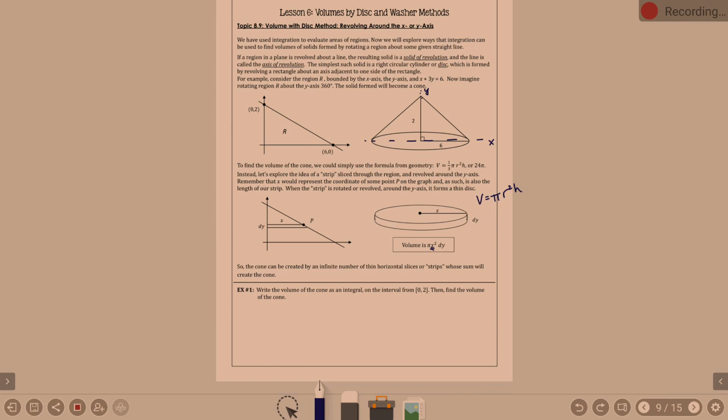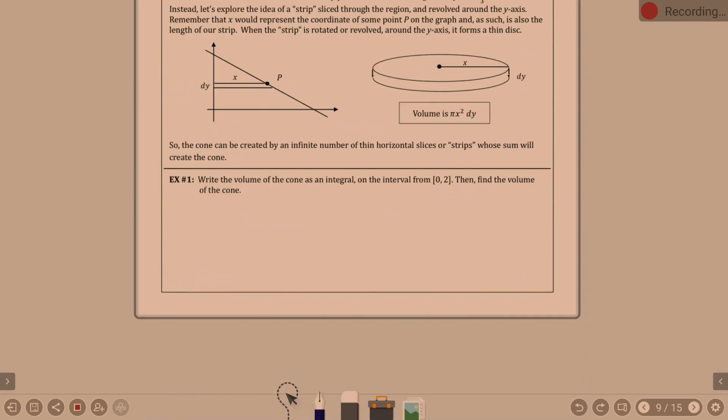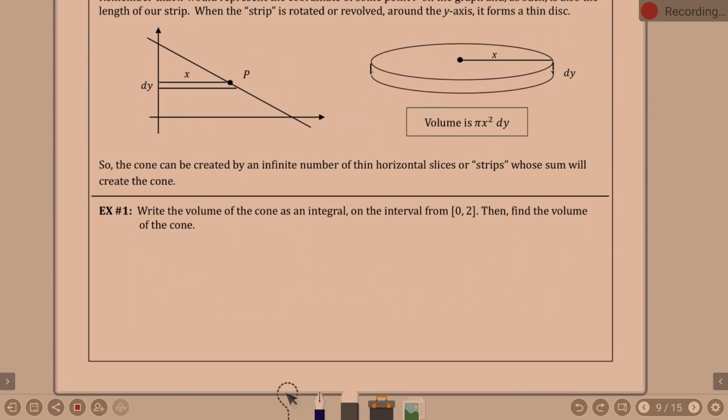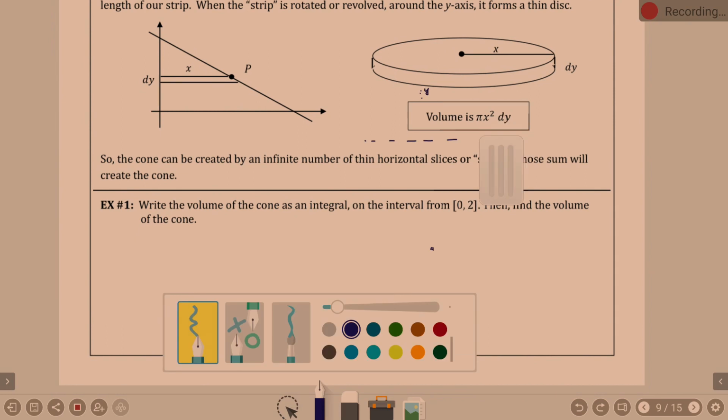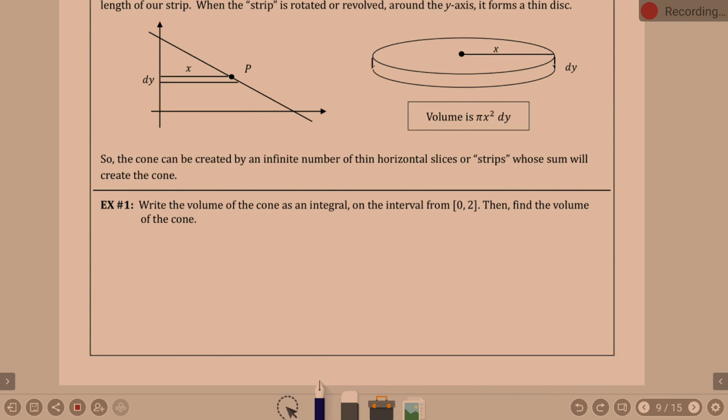Let's look at example 1 here, where it asks us to write the volume of the cone as an integral on the interval from 0 to 2, then find the volume of the cone. I'm going to give myself a little bit more space to work here. I have to get rid of some of this stuff a little bit. There we go. So write the volume of the cone as an integral on the interval from 0 to 2.